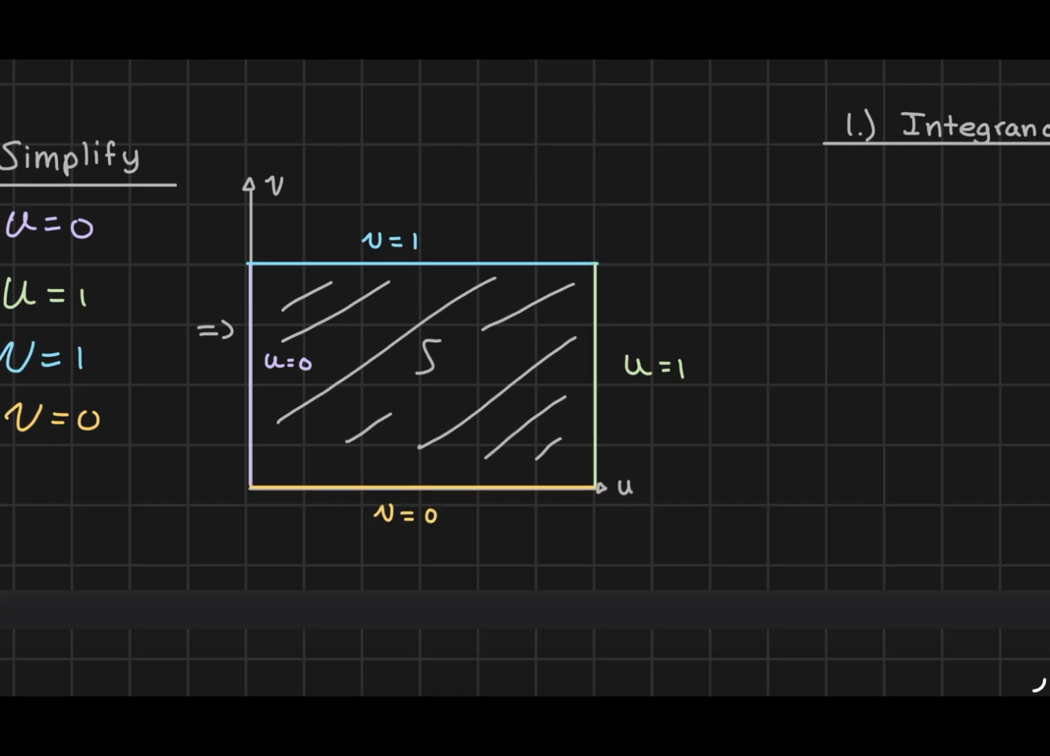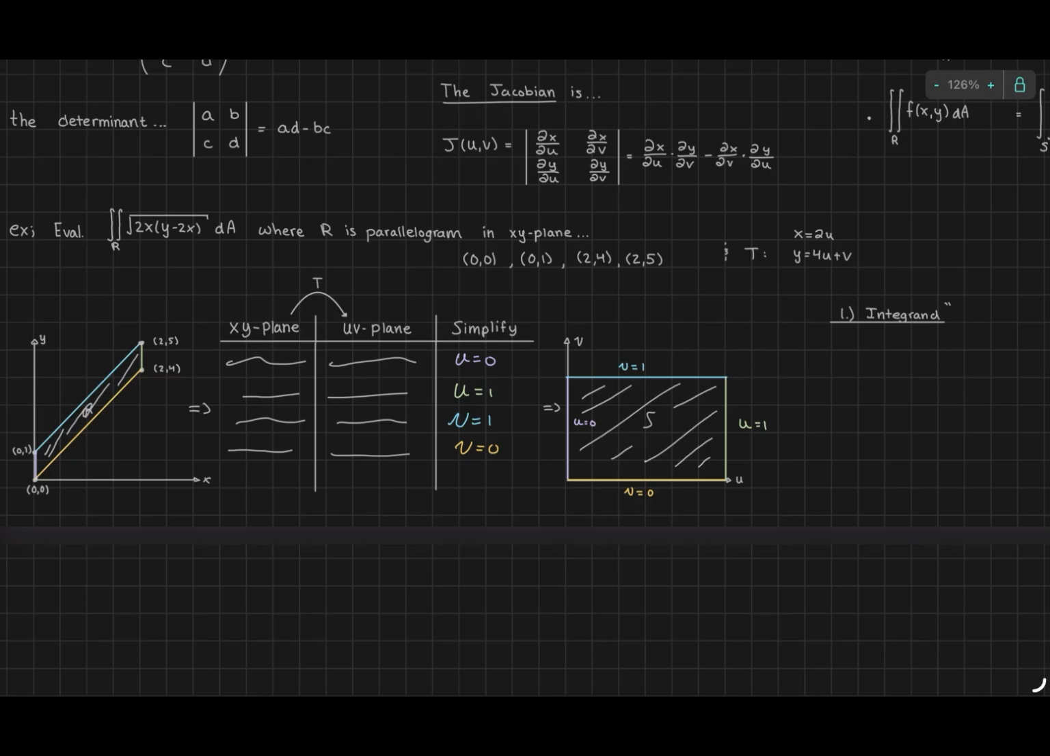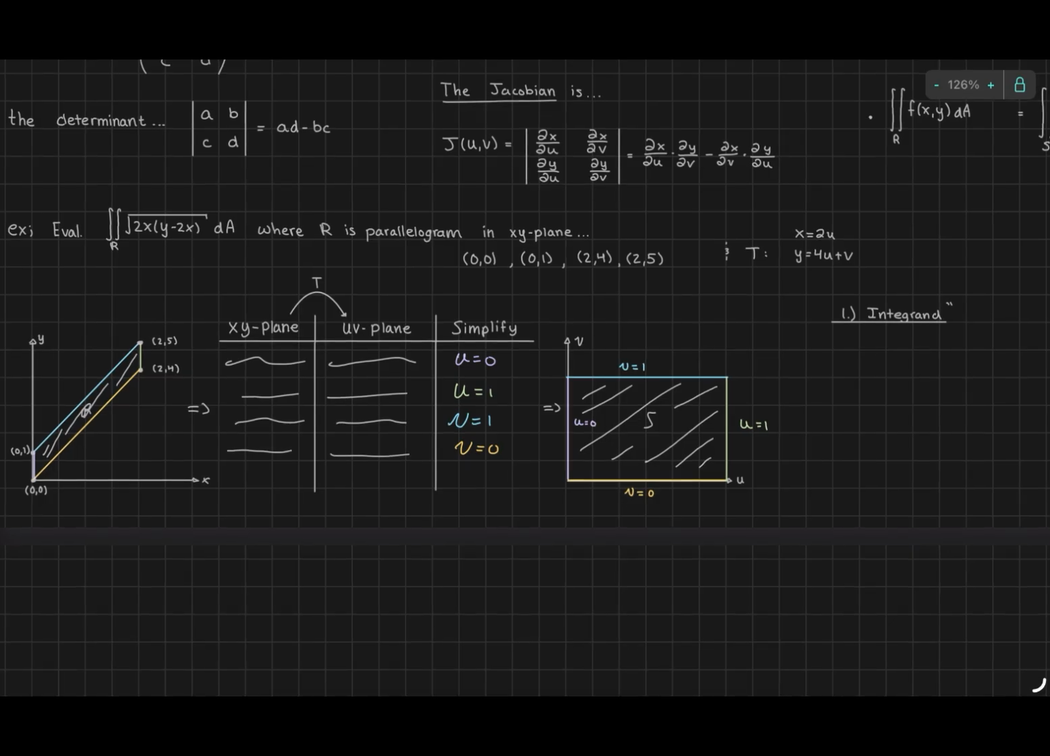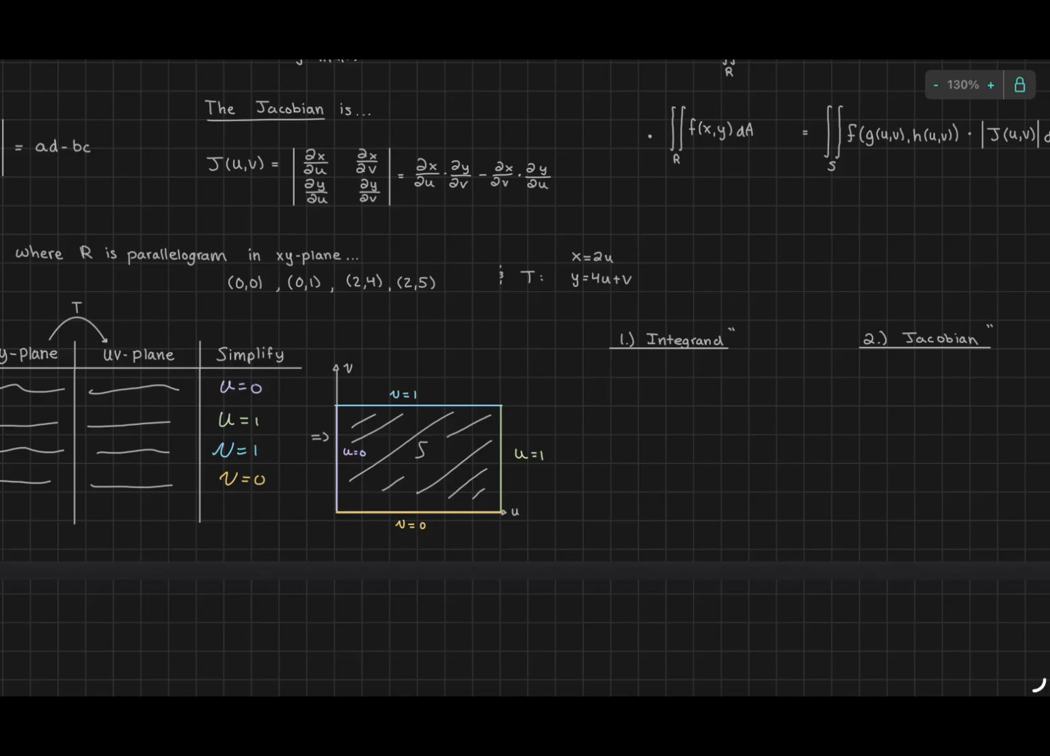From that transformation, from our region R over here. Okay, well, how are we going to evaluate this using our transformation? Well, what are we going to do here? First of all, we have to transform our integrand here.